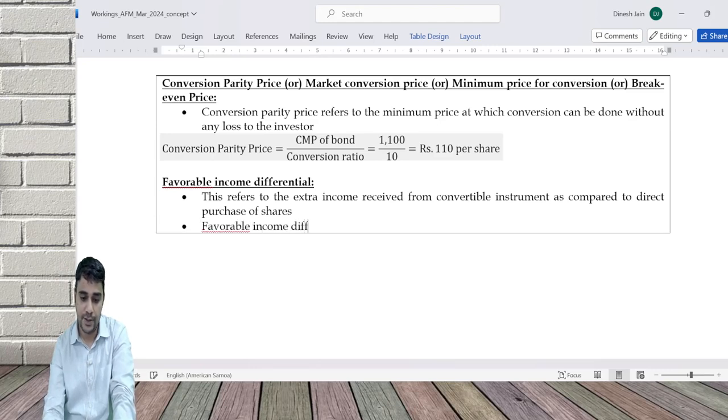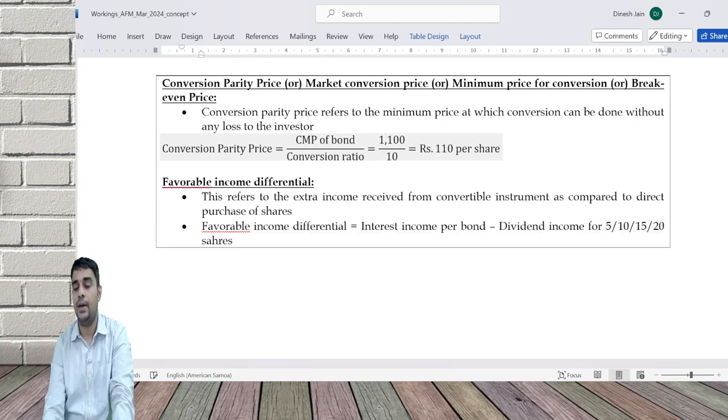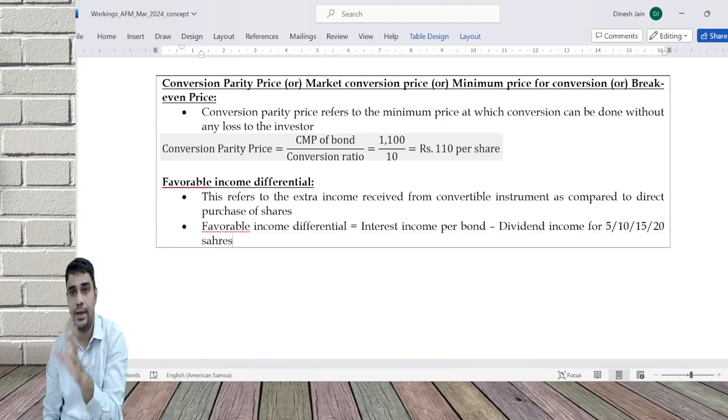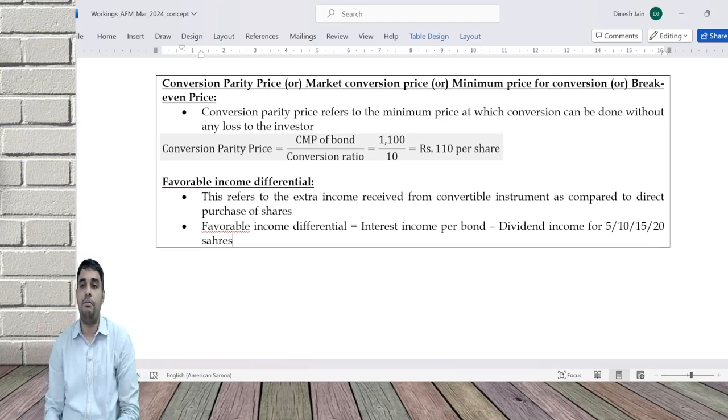Favorable income differential is equal to interest income per bond minus dividend income for 5, 10, 15, 20, whatever number of shares. It can be any number, okay? It can be 5 shares, 10 shares, 15 shares, 20 shares, depending on the conversion ratio. So basically it's dividend income for the shares. The number can be anything. One question will say 5 shares, another question will say 10 shares, another question will say 15 shares.